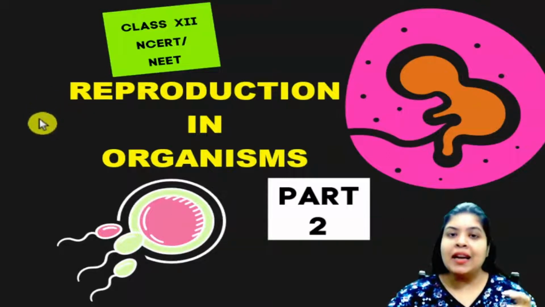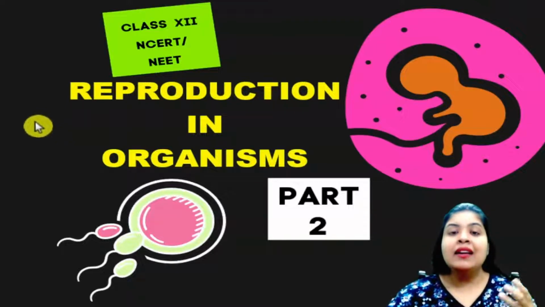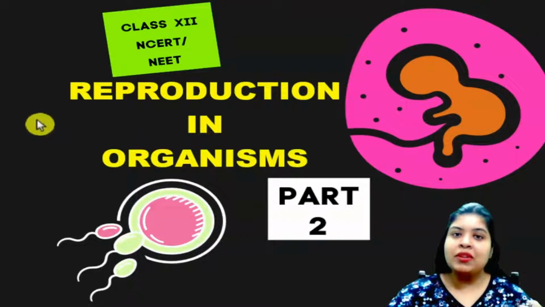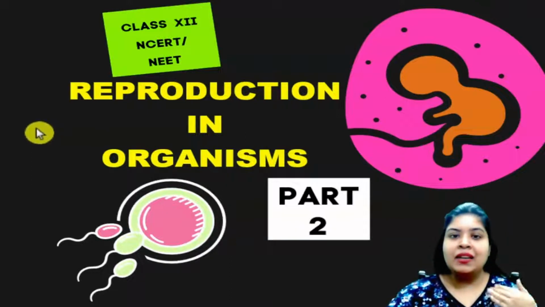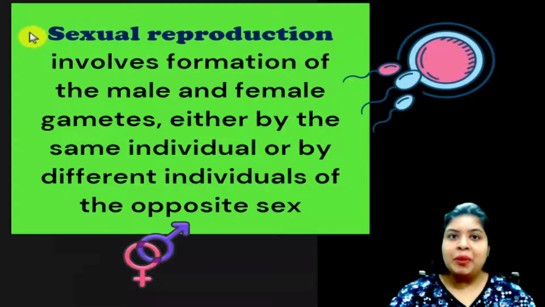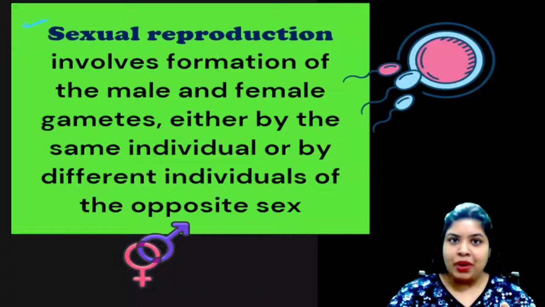Today we will be continuing the topic Reproduction in Organisms Part 2, and this is for the students of class 12th. The NCERT would be covered line by line, and this is also important for your NEET preparation. If you haven't watched part 1 of this video, please watch that and we will be continuing the chapter in this video. Now, when we talk about reproduction, asexual reproduction is what we discussed in our last video. Today, we will be talking primarily about sexual reproduction.